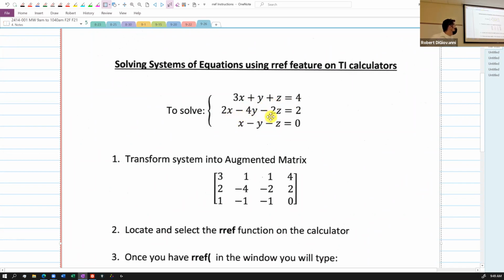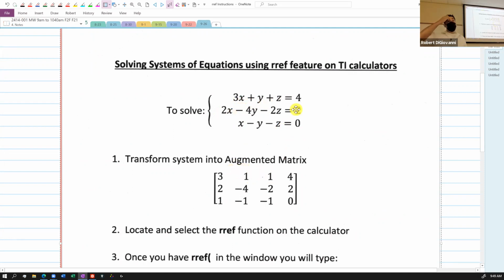2x minus 4y minus 2z equals 2. x minus y minus z equals 0. First thing we do is turn this into what's called an augmented matrix, which is basically just all the coefficients. See the coefficients on x, y, z? Okay, 3, 1, 1, 4.